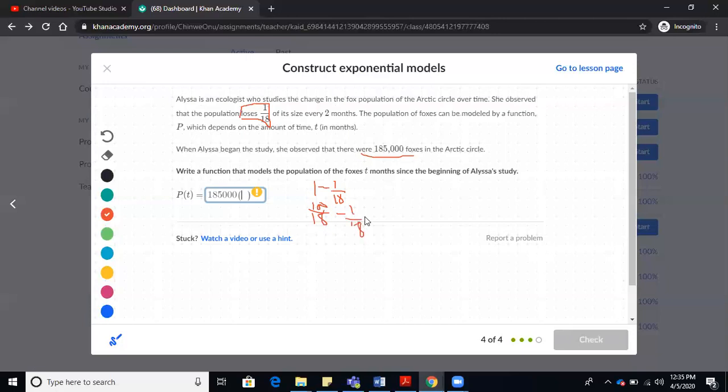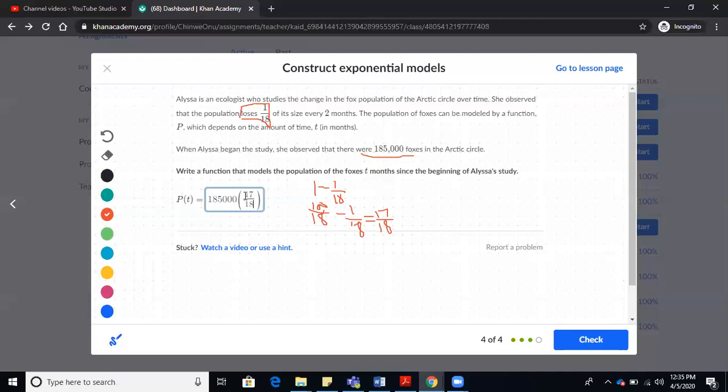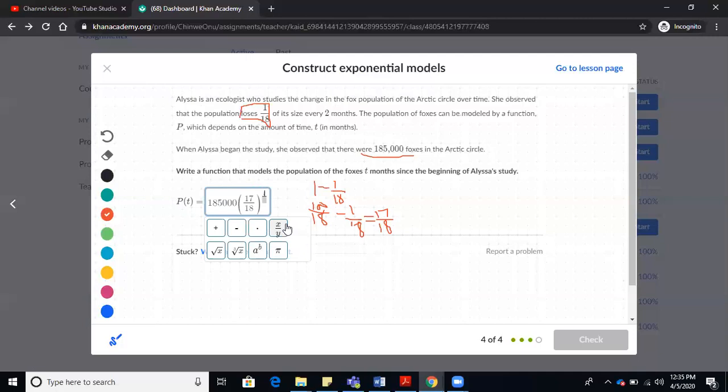So in that part, I'm gonna have 185,000, and I want to put 17 over 18, so I'm gonna type in 17, put my slash 18, and I'm trying to raise it, so I'm gonna click down here and click on this part that raises it, to t over something. So t over, and I'm gonna look here, and it tells me every 2 months. So t over 2. And check.